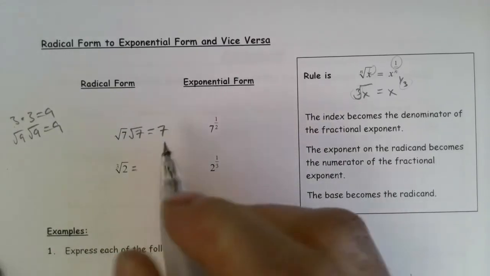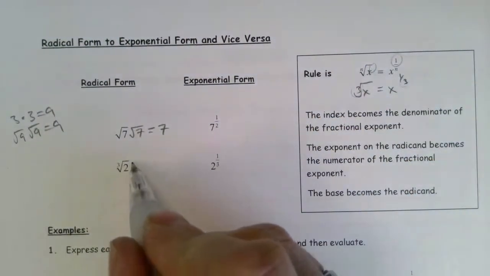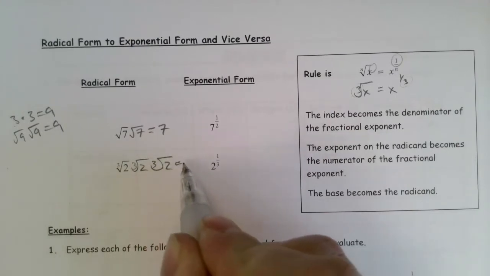Now, if it's a cube root, there's a little bit more involved. Squaring won't do it. I've got to cube it. So the cube root of 2 times the cube root of 2 times the cube root of 2 is 2.